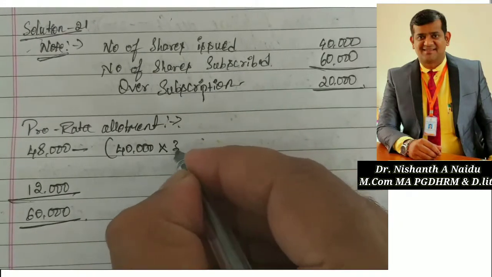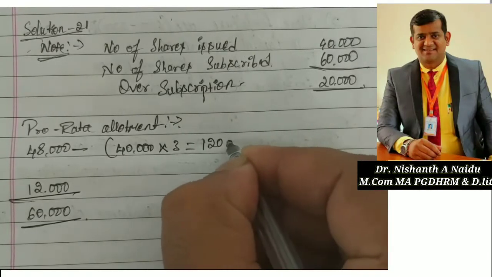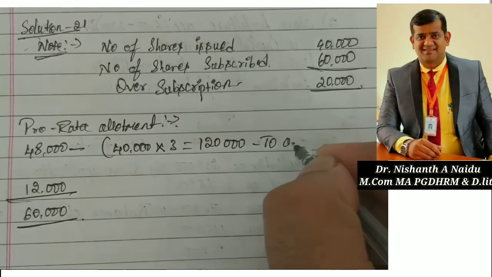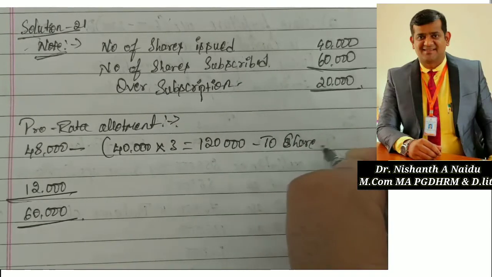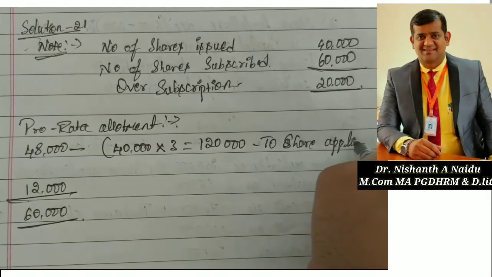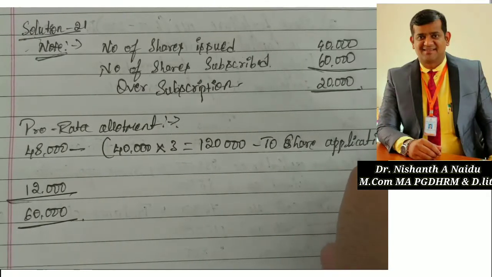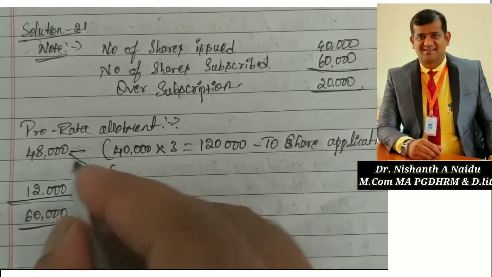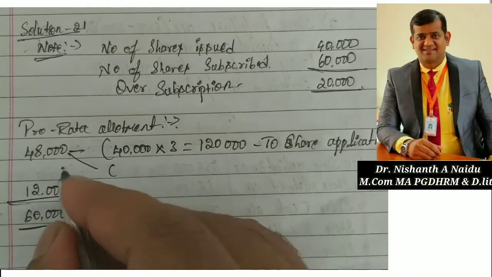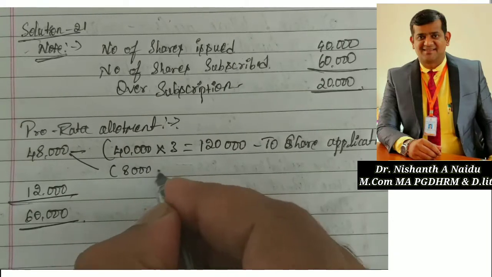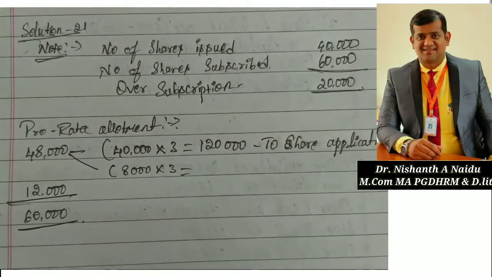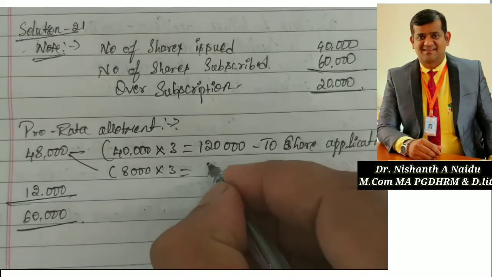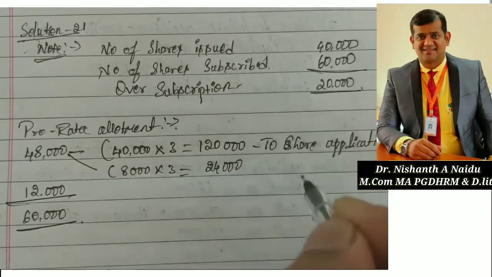So out of this 48,000, 40,000 into how much is the application money? 3 rupees, correct? So 3, that is 1,20,000 to which account? To share application account. That means we transfer to the capital. Next, out of 48,000, 40,000 you deduct, left out is 8,000. 8,000 into 3, how much? 24,000. So write it down, 24,000.